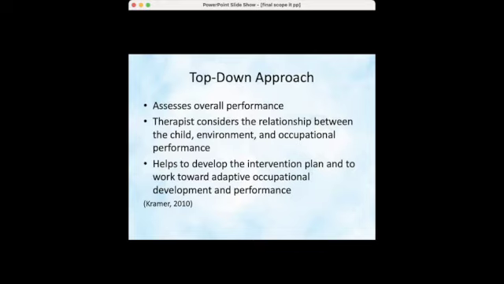So the top-down approach in this model assesses the overall performance. The therapist considers the relationship between the child, environment, and occupational performance. So it helps to develop the intervention plan and to work toward adaptive occupational development and performance. This top-down approach considers function first, but doesn't lose sight of the underlying child factors that affect performance or the doing of an activity.